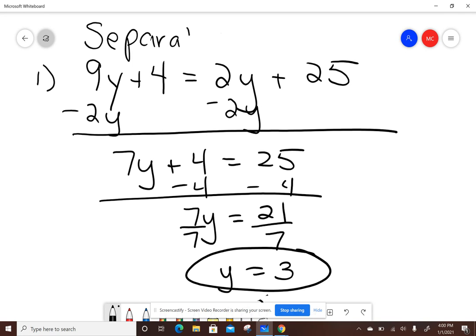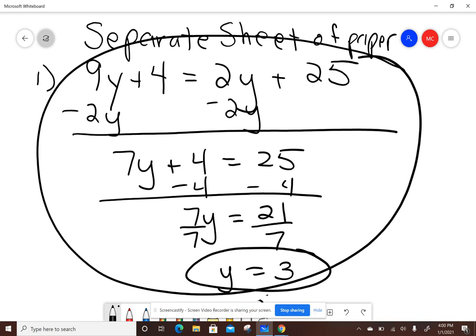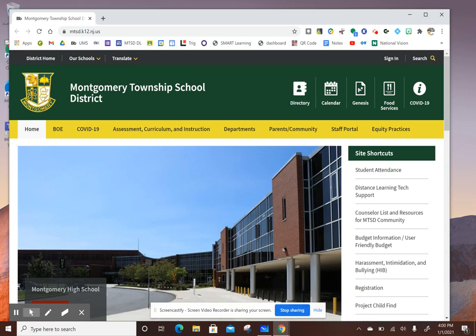Separate sheet of paper. And why is that? Because look how much space I took. I do not want you to feel limited in your space. I don't want you to cram your work. So do this all on a separate sheet of paper. Okay, and that's the end of this video.